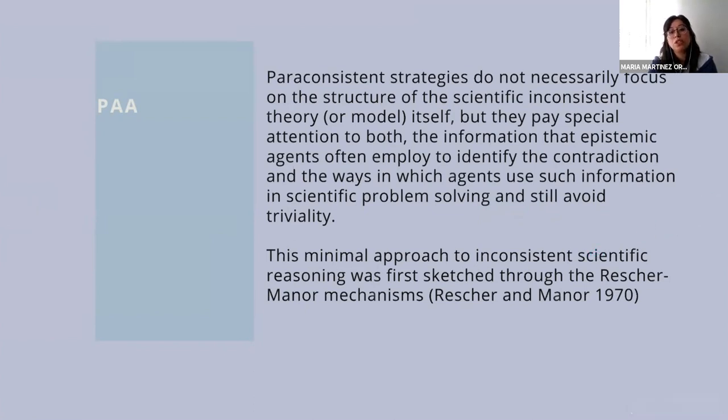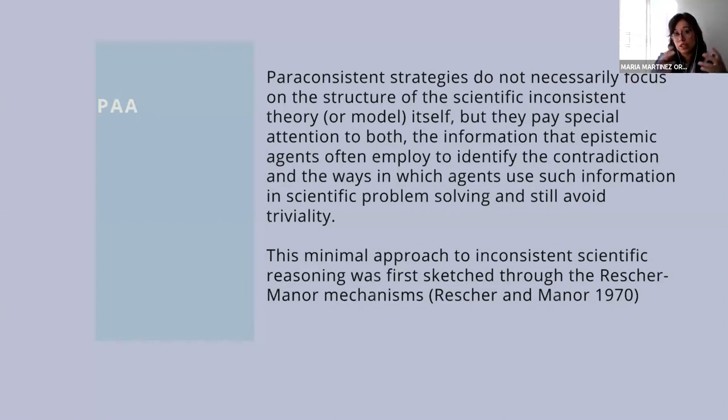This minimal approach to inconsistent scientific reasoning was first sketched through preservationist mechanisms, and one can see that in the subsequent exemplars in things such as chunk and permeate. But if one looks at the philosophical part of the discussions in these papers of chunk and permeate, which I think are three papers from Brown and Priest, what one can see is that the philosophy behind that, the philosophical motivation and the methodological guidance, is more general than only chunk and permeate.